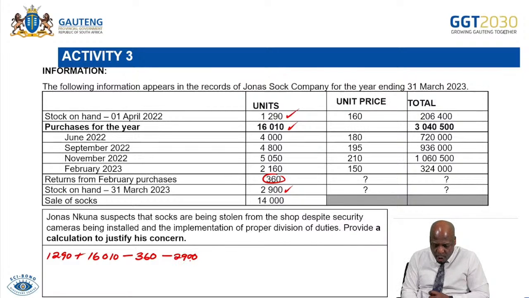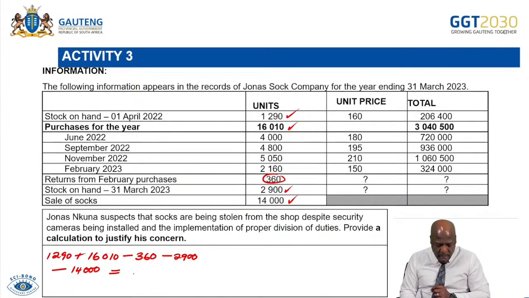2,900. Okay, and then you say minus again the sale of units. How many units were sold? 14,000. And then you tell me how many units come on your calculator. If there is no stock stolen, your answer will be 0 when you do this method. Your answer will be 0 on the calculator. It means no stock was stolen.